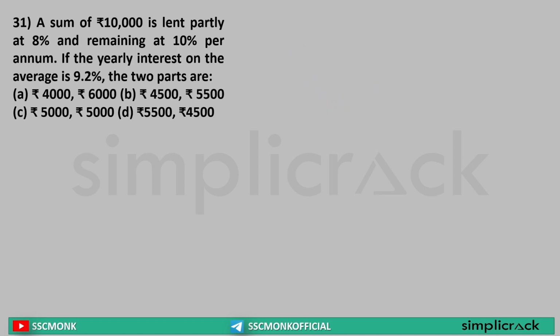Next, a sum of 10,000 is lent partly at 8%, remaining at 10%. So let's say X amount was lent at 8%. 10,000 minus X was lent at 10%. If the yearly interest on this average is 9.2%, so what is the part? So 9.2 minus 8 is equal to 1.2%. 10% minus 9.2 is equal to 0.8. Sir, the decimal is gone, so it is 8, 12, 4 2s are 8, 4 3s are 12.